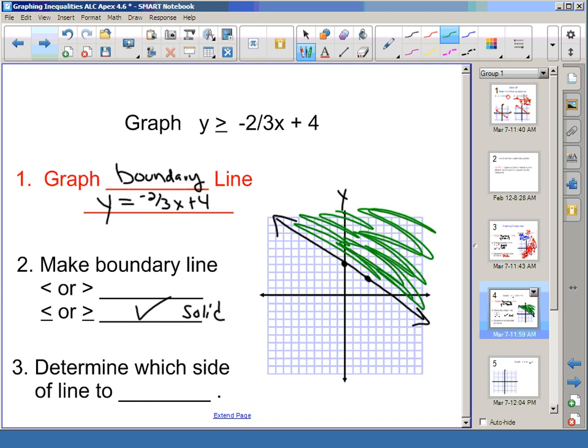So that means any point over here, any point in this area is a solution. So the point 1, 2, 3, 4, 5, 6. So 5, 6 is a solution along with an infinite number of other points. So we can determine which side of the line to shade. And there you go.